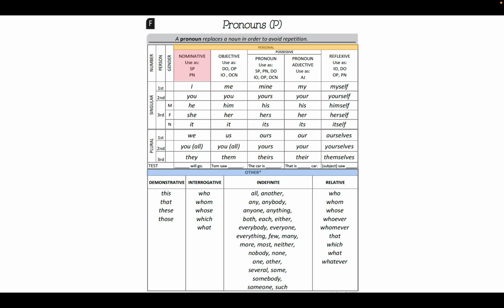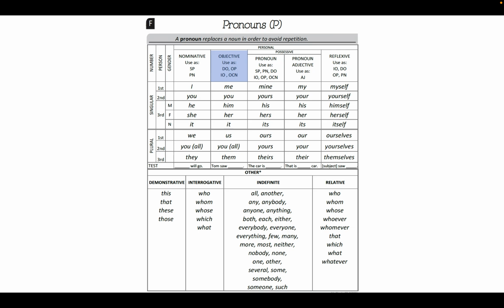So each one has a test, and each nominative pronoun will have attributes. So it's either going to be singular or plural, first, second, or third, male, female, or neutral, or neuter, sorry. So the different attributes of the noun.